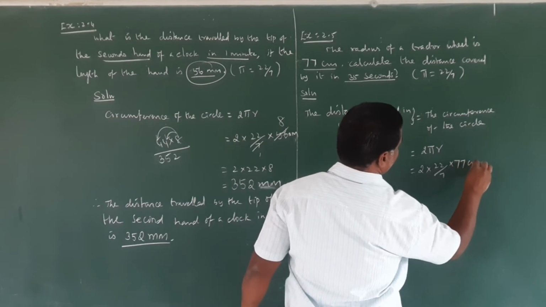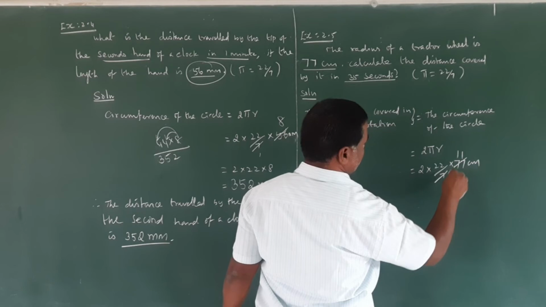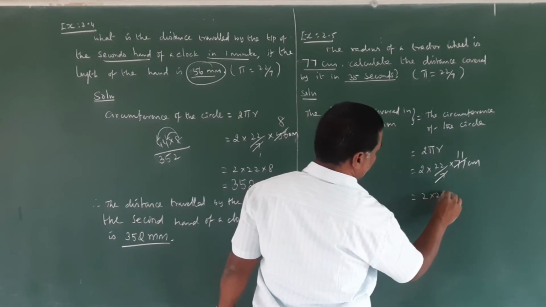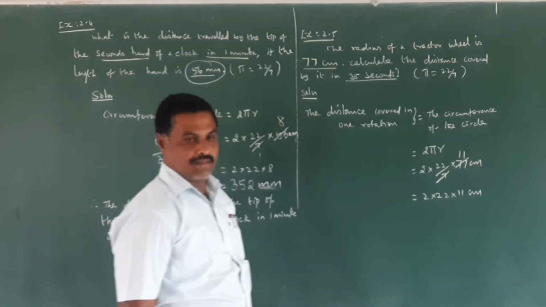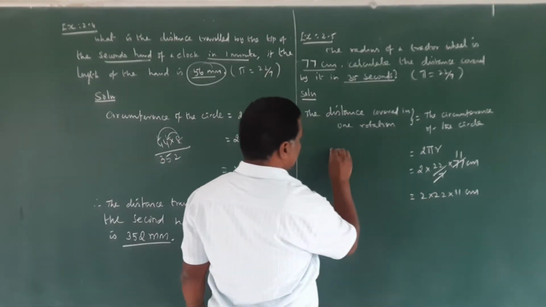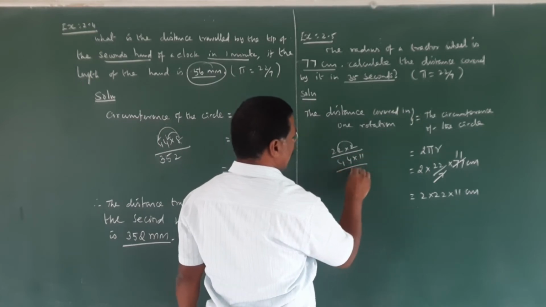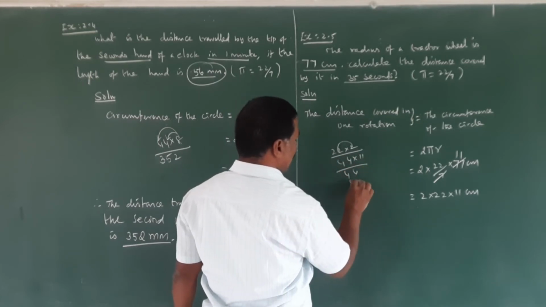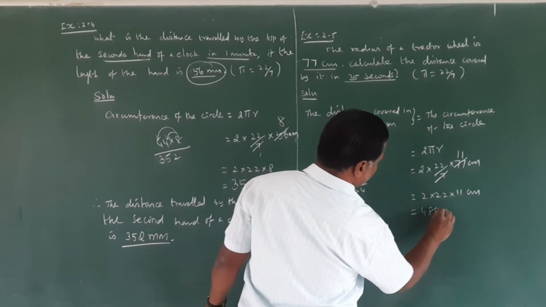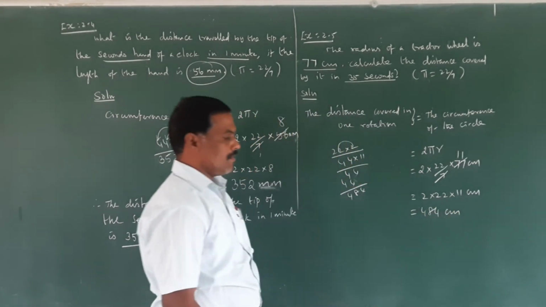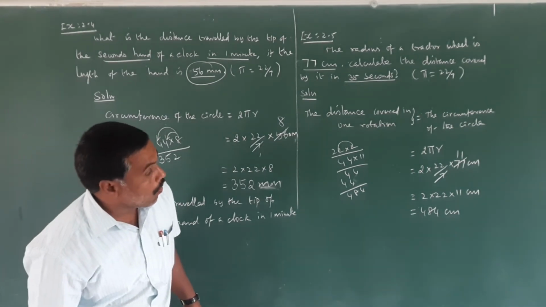77 centimeter. Now, 7 ones are 7. Now, 2 into 22 into 11 centimeter. You multiply 22 into 2, 4 into 11, 4, 8, 4. Now, 484 centimeter. The distance covered in one rotation is 484 centimeter.